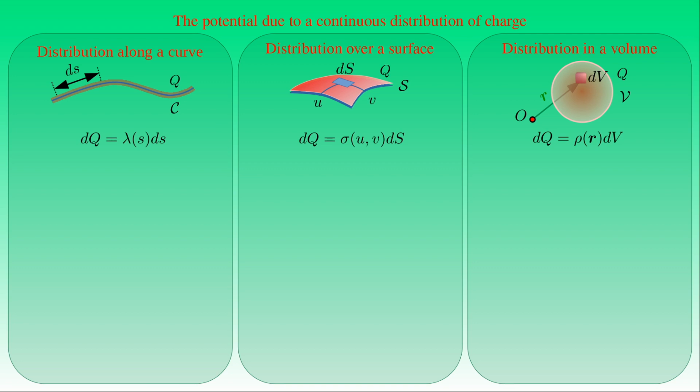We can determine the electric potential due to a continuous distribution of electric charge along the curve, over the surface or in the volume, if we approximate the continuous distribution of the charge as a system of point charges distributed along the curve, over the surface or in the volume.